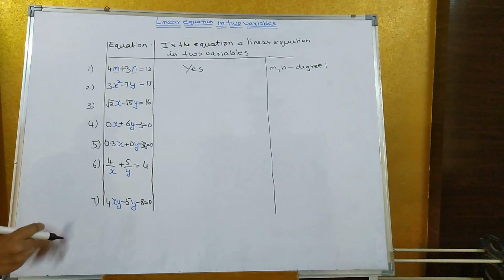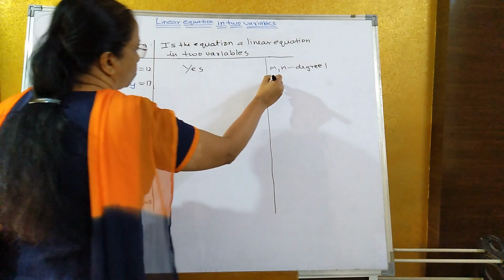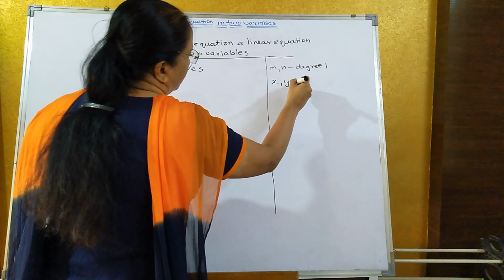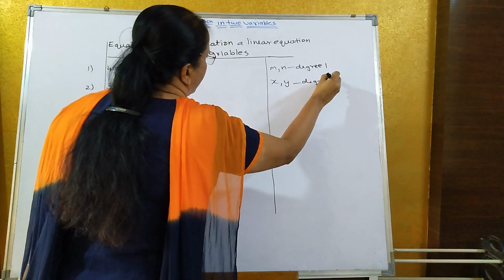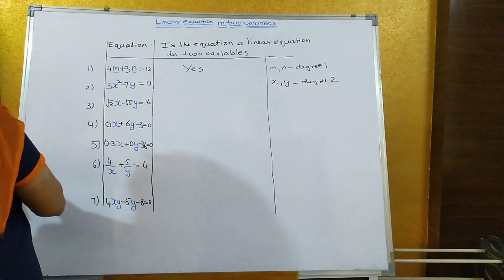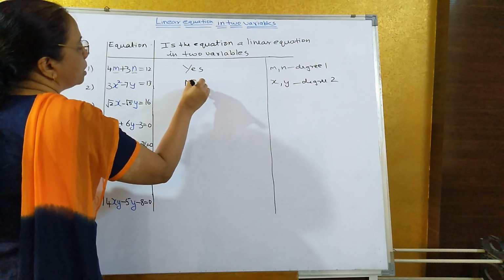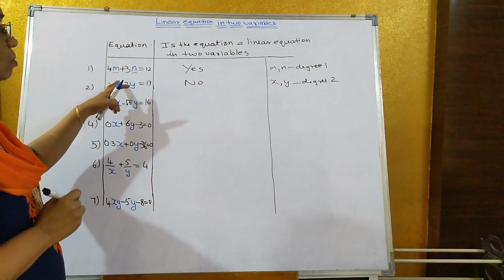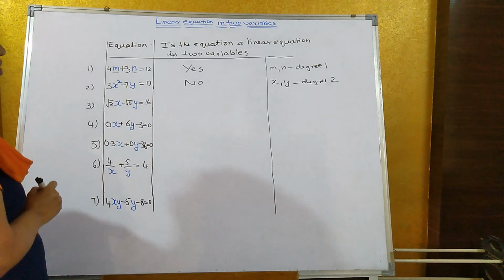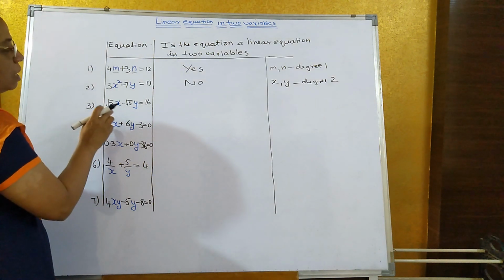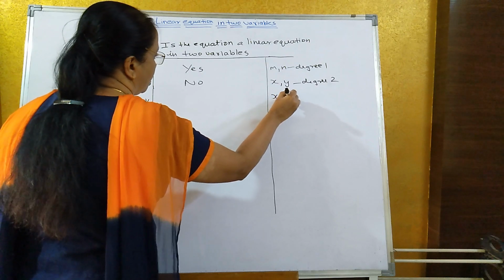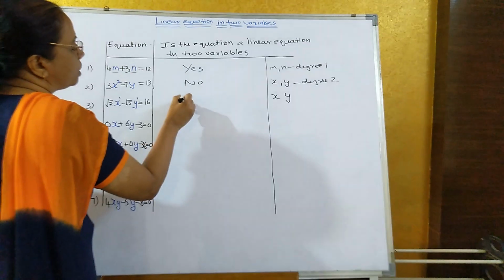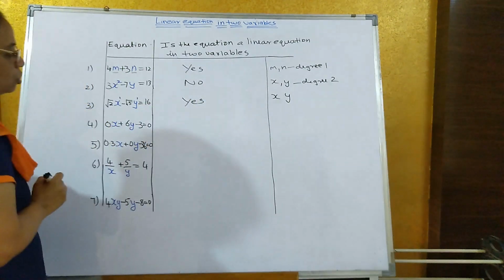See the second one. In the second one, there are two variables x and y. But the degree of x is what? Degree of x is 2. So here the degree is 2, therefore it is not a linear equation in two variables. So if the degree is more than 1, then it cannot be a linear equation in two variables. See the third equation. There are two variables x and y. What is the degree of x? 1, and degree of y is also 1. Therefore, yes, it is a linear equation in two variables.